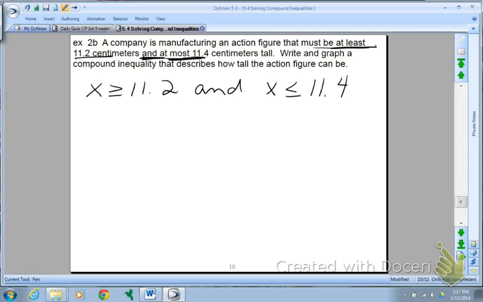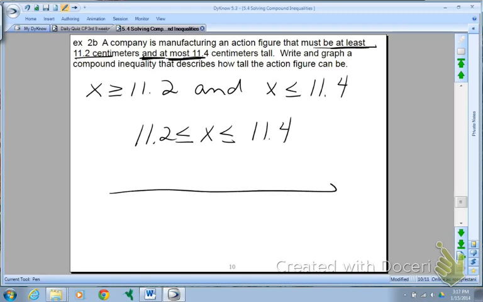Now, do we leave it like this? No, because when we have an "and," we must rewrite it, putting x in the middle, less than signs on both sides, in this case, less than or equal to, smaller number on the left, which is smaller, 11.2, and 11.4 is on the right.